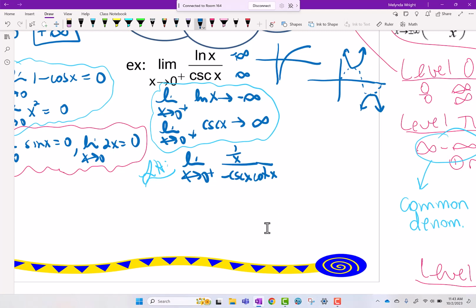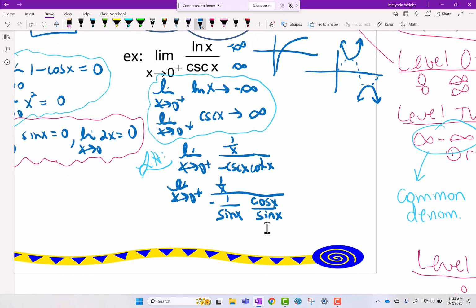So what I would do here is I would stop and I would rewrite. Because this is like an infinity over infinity business, I'm going to keep going. I'm going to rewrite. I can't really do much with the 1 over x, but I certainly can change the way cosecant and cotangent look. So let's just do a rewrite. So the limit as x goes to 0 from the right. So I got a 1 over x and then over that. So let's see. Cosecant is 1 over sine. And cotangent is cosine over sine. Okay, so we're making some changes.